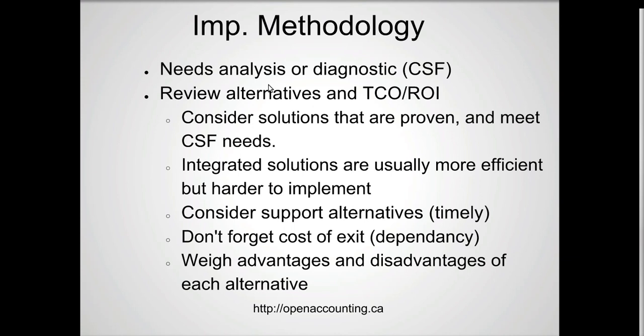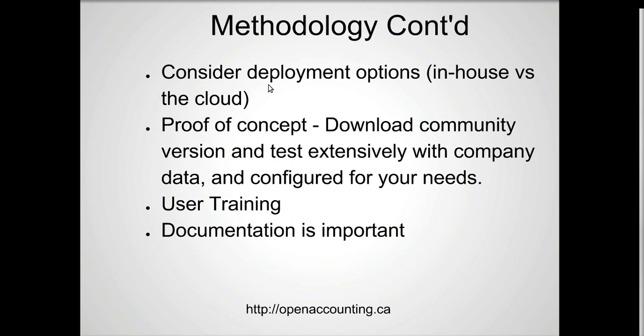And then we want to weigh advantages and disadvantages for each alternative, and keep in mind that every alternative that we look at is going to have strengths and weaknesses. The important thing is to try to find something that's a good fit. So we want to consider how we're going to be deploying the system, whether it's in-house or in the cloud, or again, we can start off in-house and move to the cloud, or vice versa.